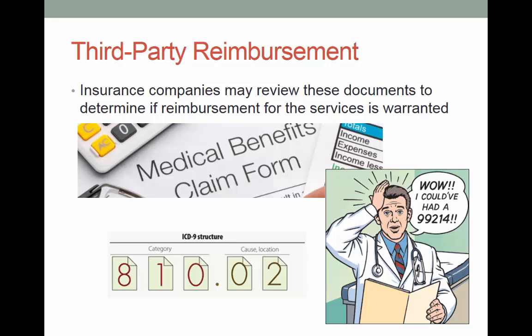Remember, it isn't just lawyers who may be interested in your documentation. Insurance companies may review your documentation to determine if reimbursement for services is warranted. You may not get paid for treatment you provided if you do not have good documentation.